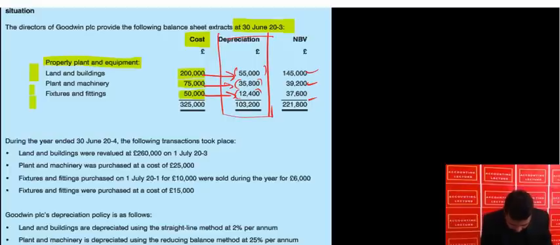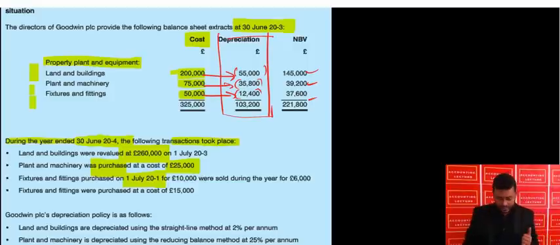Let's read a bit more information. During the year ended 30th June 2004, see, 2004 at the end. 2003 was the start, 2004 is the end. The following transactions took place. Land and building revalued at 260,000. From 200, it became 260,000, 60 up. Plant and machinery was purchased at a cost of 25,000. We'll add it. Fixtures and fittings purchased in 2001. Wait a minute, it is 2004 now, 2001. So 1 to 2, 2 to 3, 3 to 4, 3 years matter. Three years before, we bought it for 10,000. Now we are selling it for 6,000.